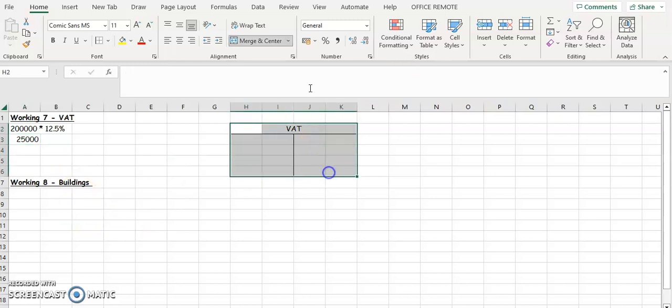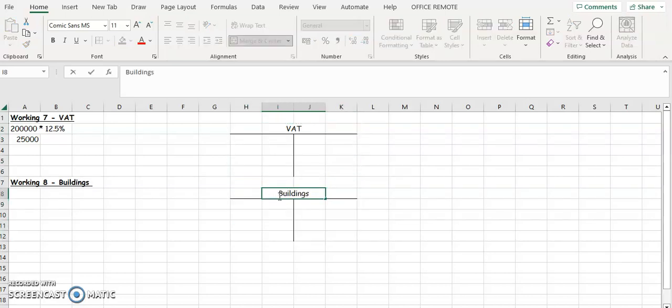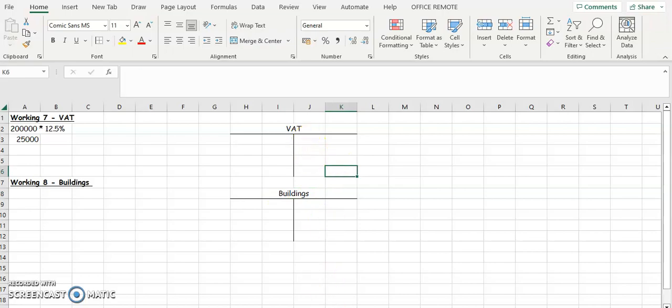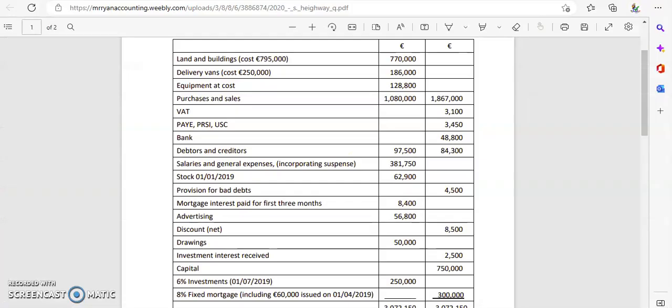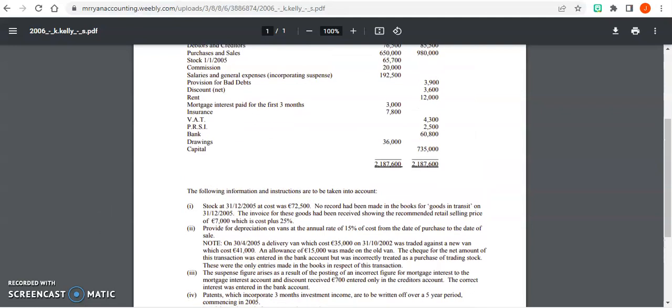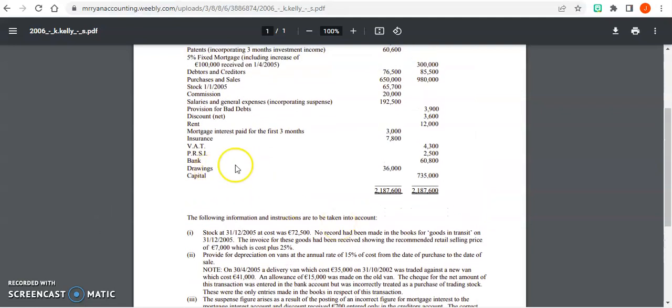So there's two ways we can do this. Number one, you can do your double entry, so your buildings and your VAT account. You need to find out how much our VAT is in the question, and whether it is on the debit side or the credit side. If it's on the debit side, it's an overpayment. Credit side is a liability. So VAT, the majority of the time, will be on the credit side because it's a liability.